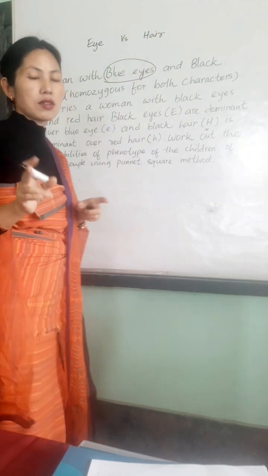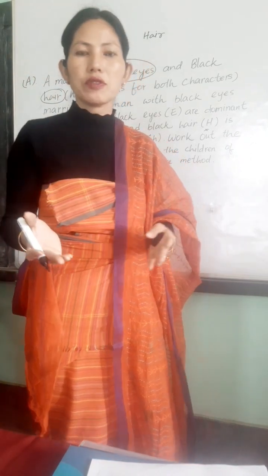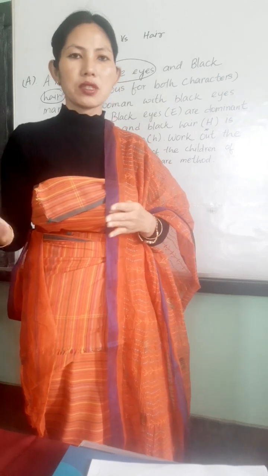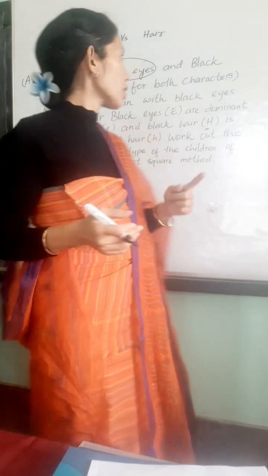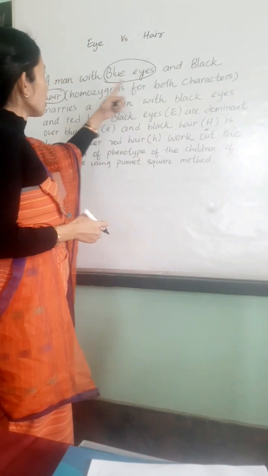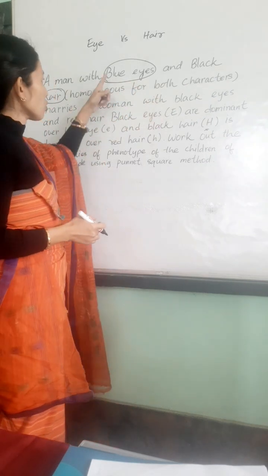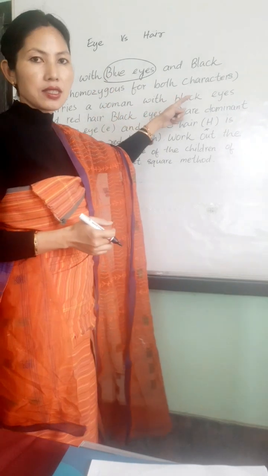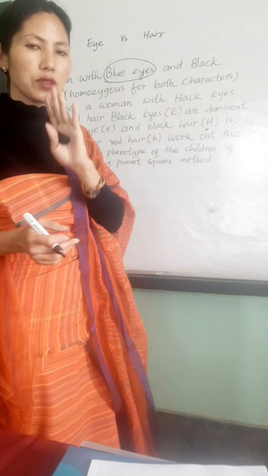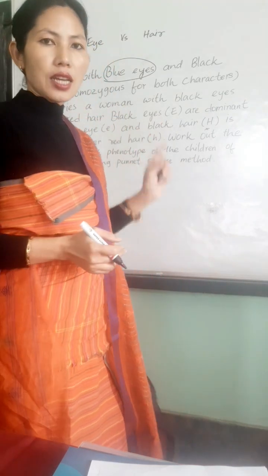Two things are the traits: the eye, what color of eye, and the hair. Sometimes it's hair quality, but in this question it is the hair color, whether it is black hair or red hair. And the eye color is blue eyes versus black eyes. So the first thing you have identified is that it is a dihybrid cross.